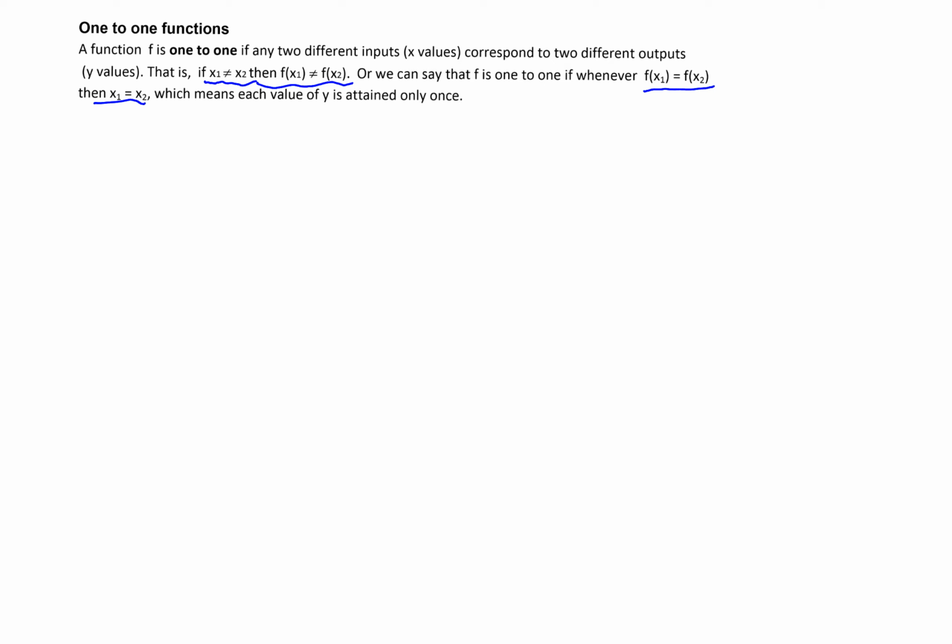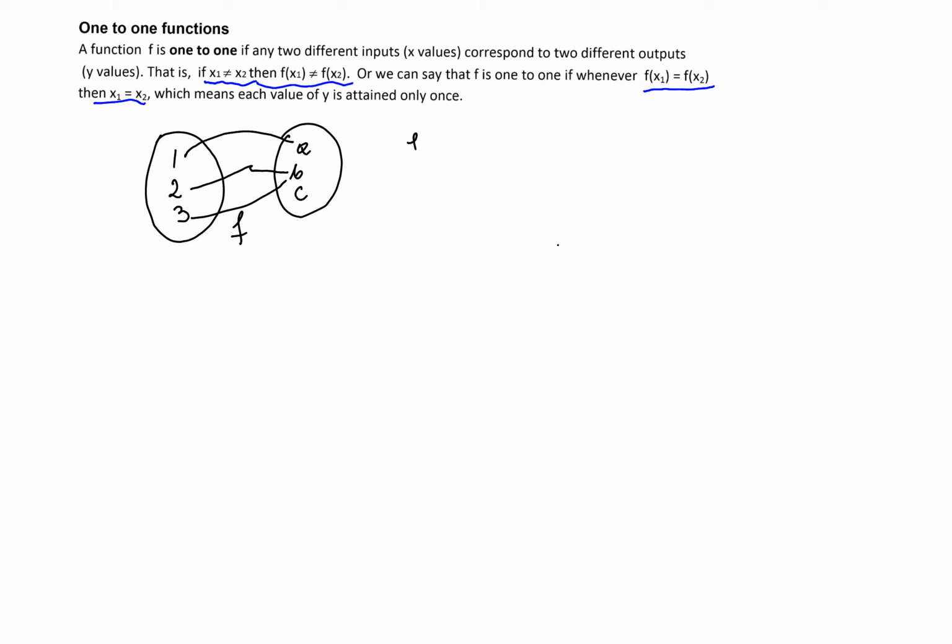Let's explain what it means geometrically. Let's consider a function diagram for the function that, say, has the inputs 1, 2, 3 and the outputs a, b and c. Now if we make the following assignment, to 1 we assign a, to 2 we assign b, and to 3 we assign b, we clearly have a function, but this function is not one-to-one. If this is function f, the value of the function at 2 is the same as the value of the function at 3, and this is b.